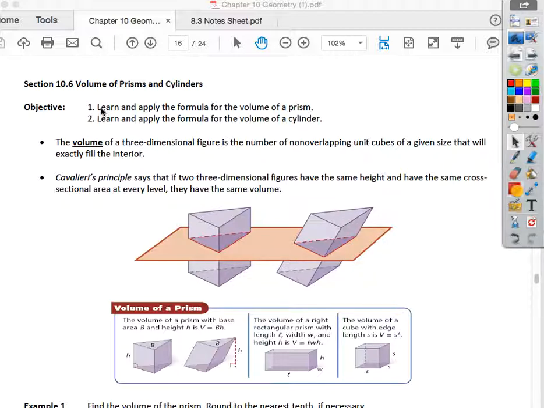So two targets that we're going to look at: I can learn and apply the formula for the volume of a prism, and the second target is I can learn and apply the formula for the volume of a cylinder. So the volume of a three-dimensional figure is the number of non-overlapping unit cubes of a given size that will fill the interior exactly. So it's truly the 3D concept, and it's inside the three-dimensional figure.